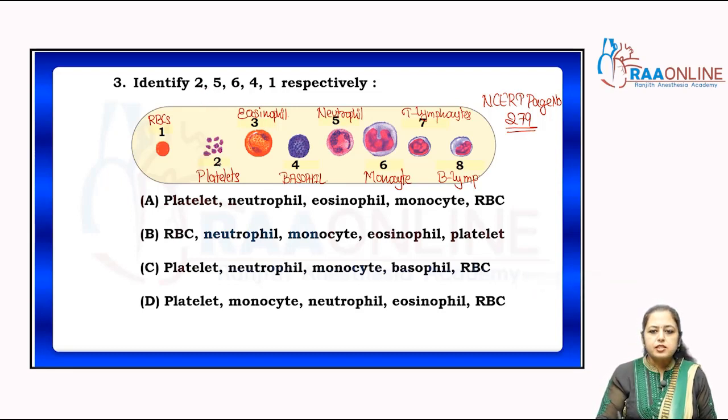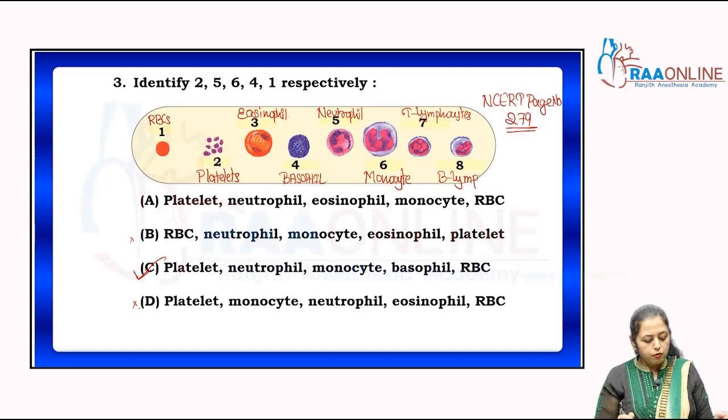2 platelets, 5 platelets comes in 3 options, right? That is A, C and D. So B is cancelled, right? 5 is the neutrophil again comes in the A and C, that is D also cancel, right? 6 is the monocyte and that is present only in the C option, right? Then fourth one is the basophil, and 1 is the RBC. So the correct answer is C.